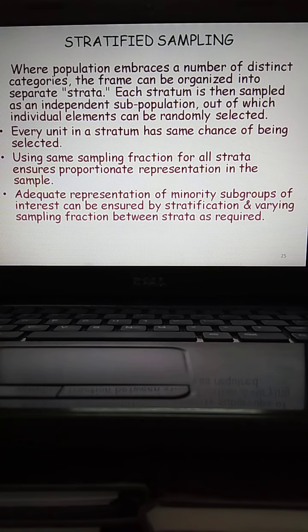Next we discuss stratified sampling. So till now we discussed SRS, that is the simple random sample, and next the systematic sample. Now we are going to discuss stratified sampling, or stratified random sampling, where the population embraces a number of distinct categories. The frame can be organized into separate strata. Each stratum is then sampled as an independent subpopulation out of which individual elements can be randomly selected.